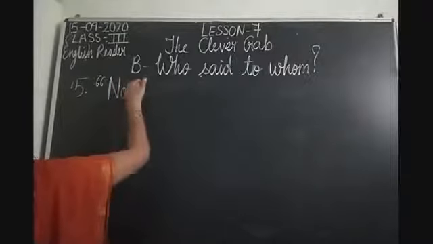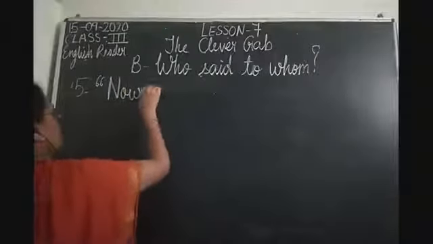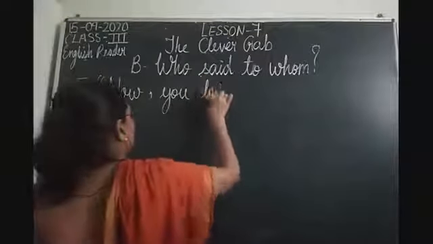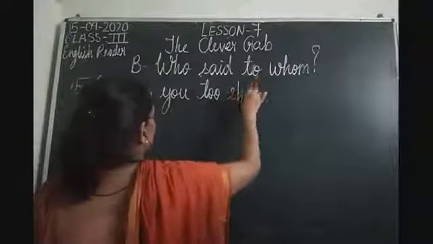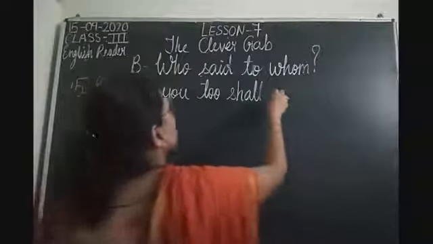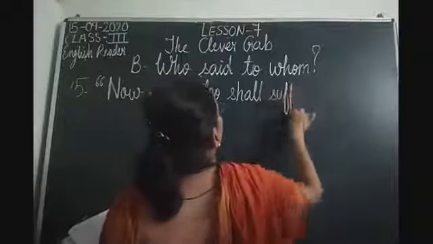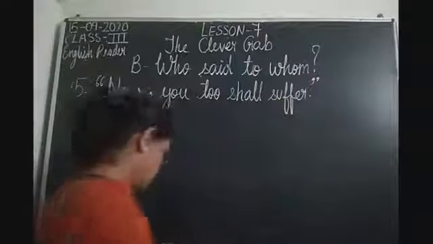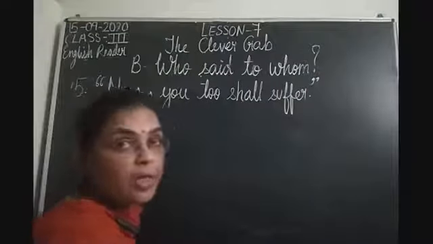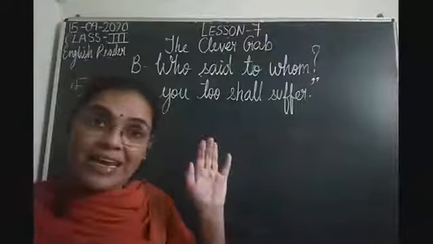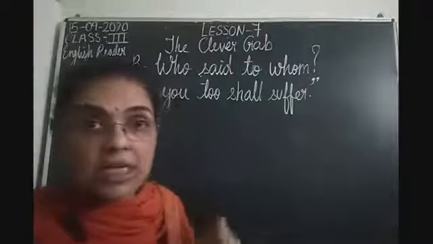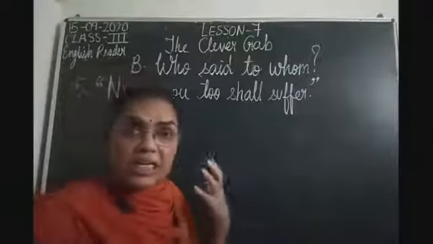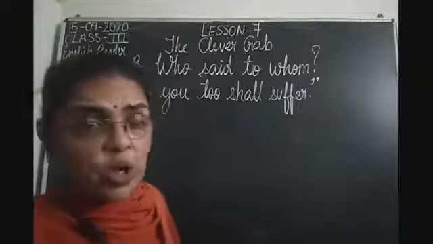Now you two shall suffer. Now what happened? When the stork was carrying the crab across the hill, the crab spotted the fish bones scattered on the hill. So immediately he realized that the stork had eaten all the fish.